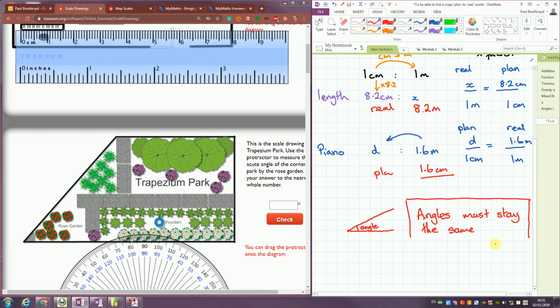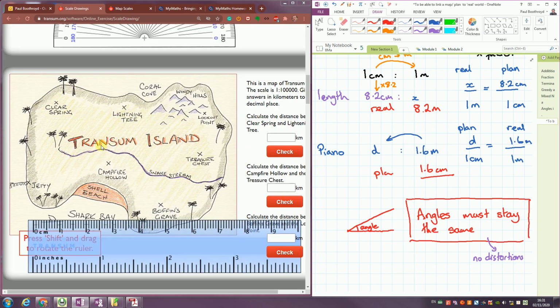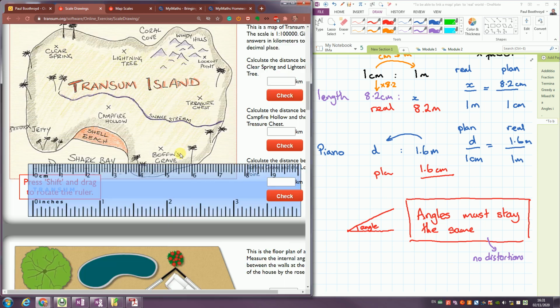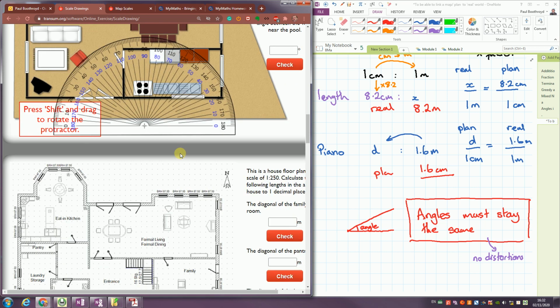And that's quite important. If they don't stay the same, you get distortions and things don't work out properly. That's one of the problems we have with real-world maps, that there are distortions. I'll talk about that with part of the mapping, a little bit further on. This one is reasonably straightforward, apart from the measurement, but we'll come down to the one where it's 250.